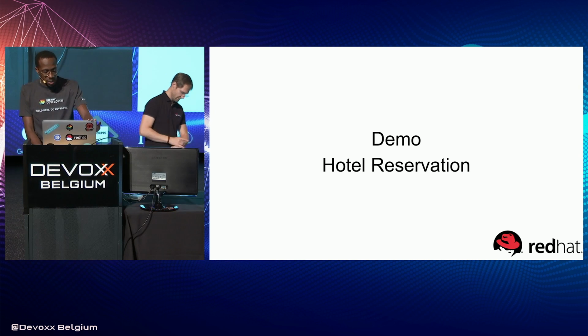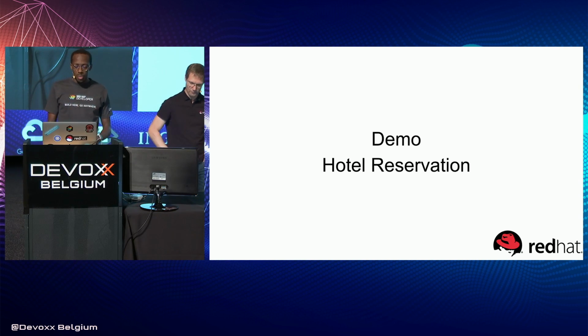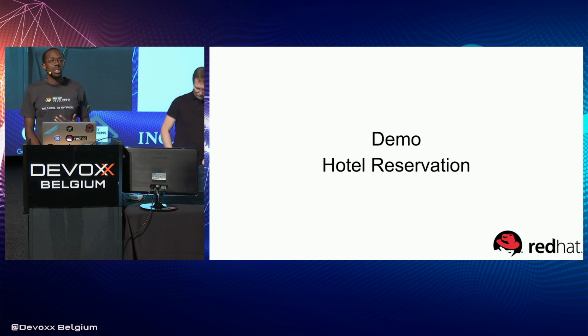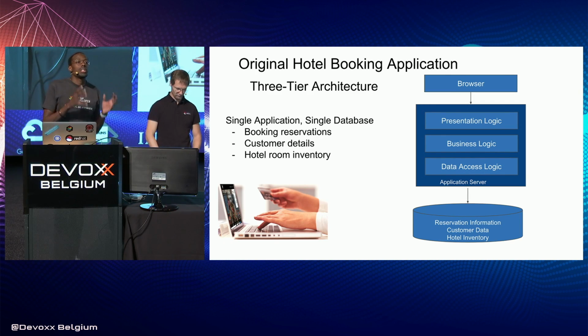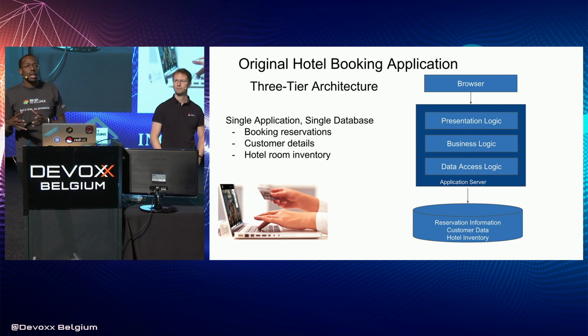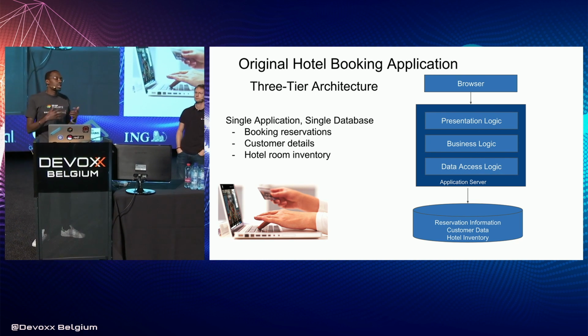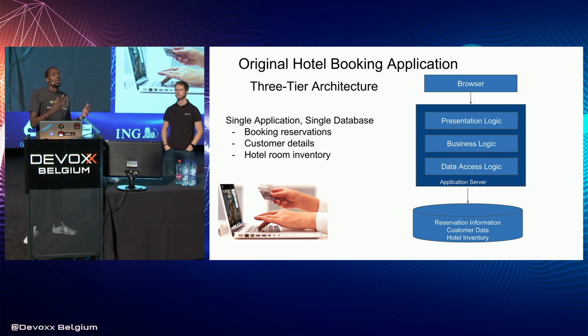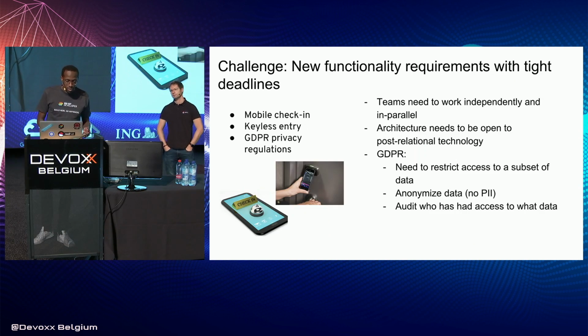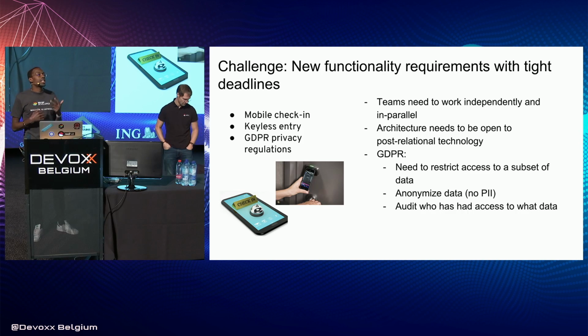Thank you, Emmanuel. So the demo I'm going to show you in a moment is based on a hotel reservation scenario. The original hotel booking system is a large application with one single database which contains all information, all business logic, all code about booking reservation, customer details, and hotel and room inventory. So the problem is that we need to deal with three main challenges at the same time.